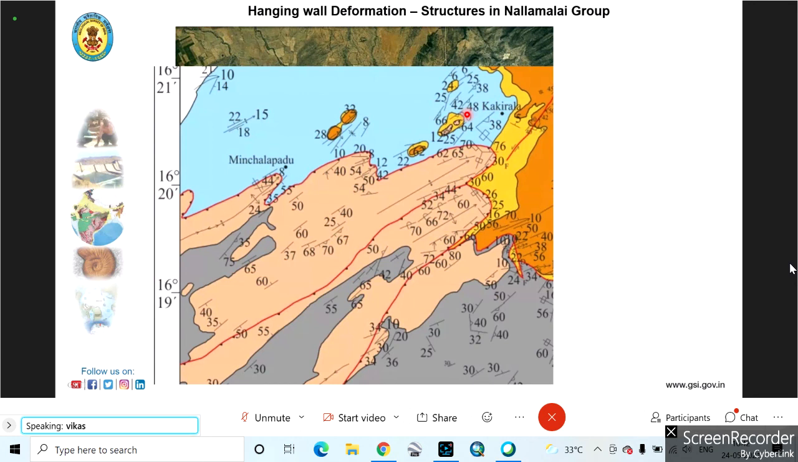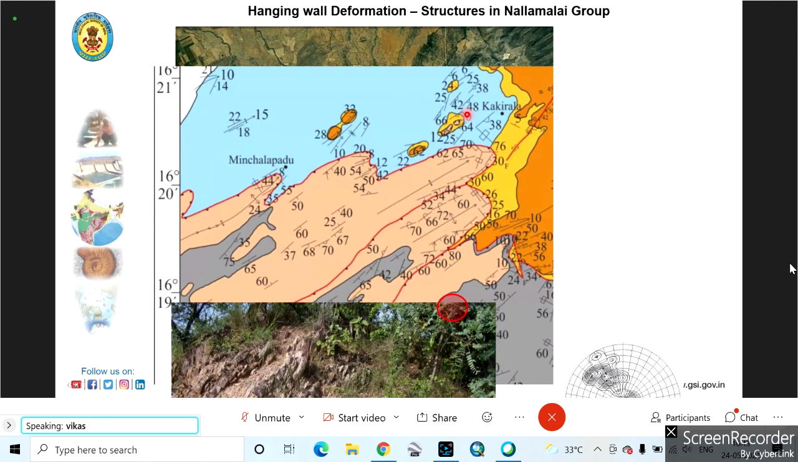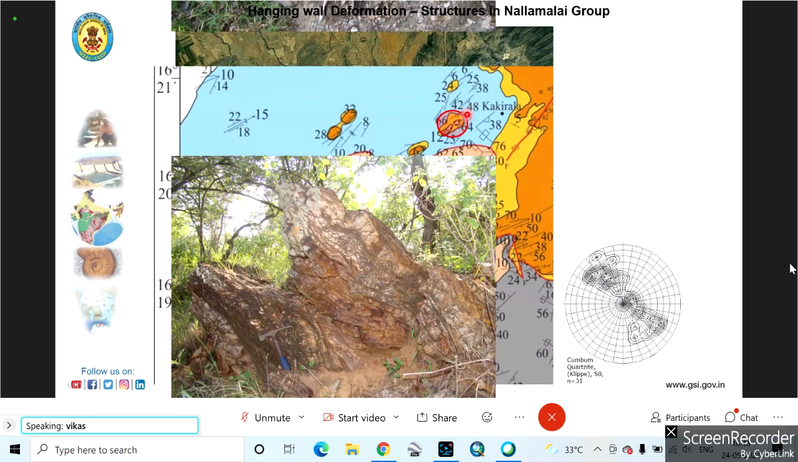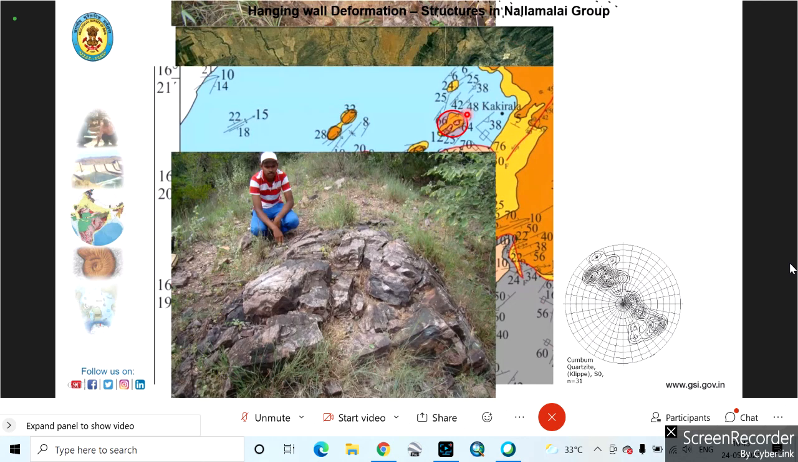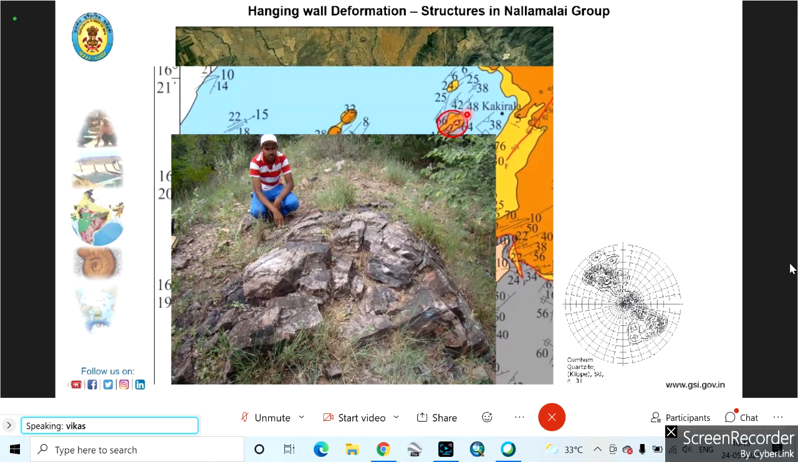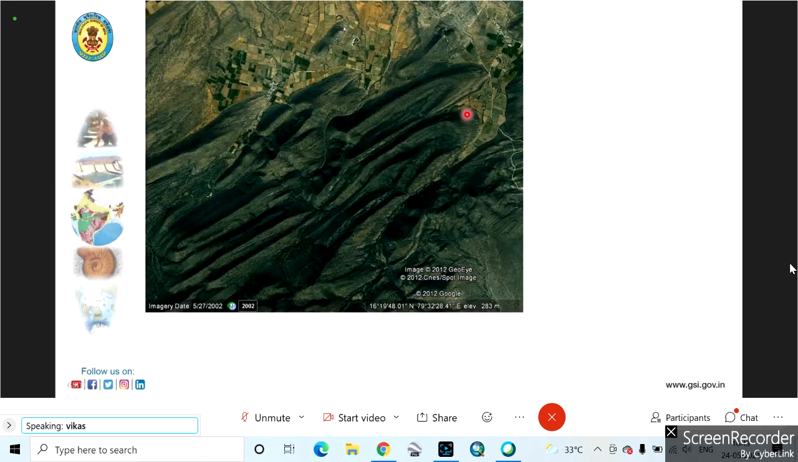Okay, next please. So these are some of the mapping techniques actually. Even though both were quartzites, overall our understanding and correctness of the map has been done.